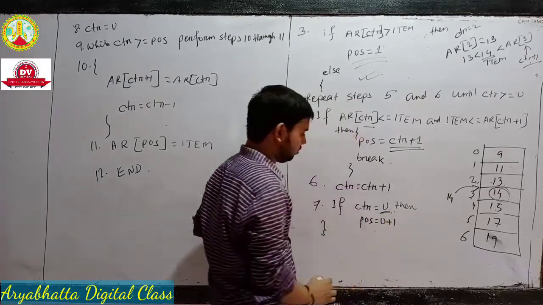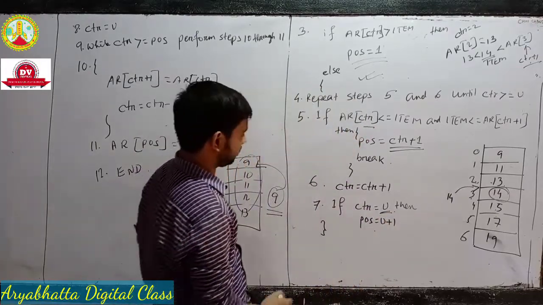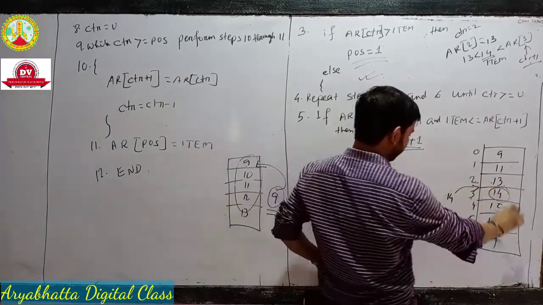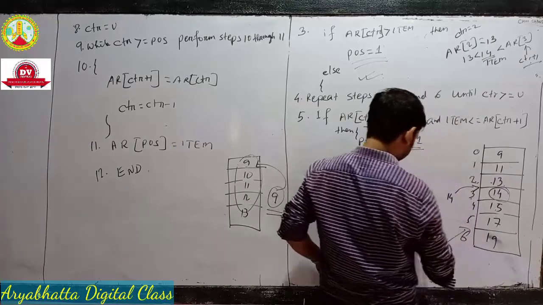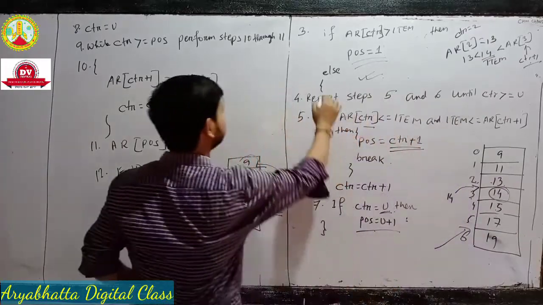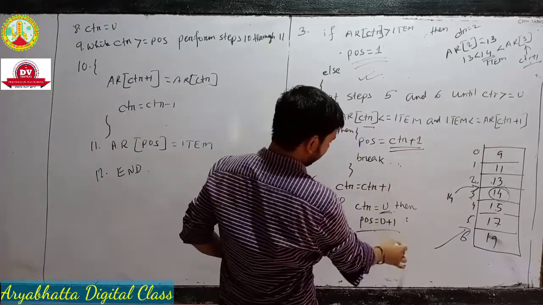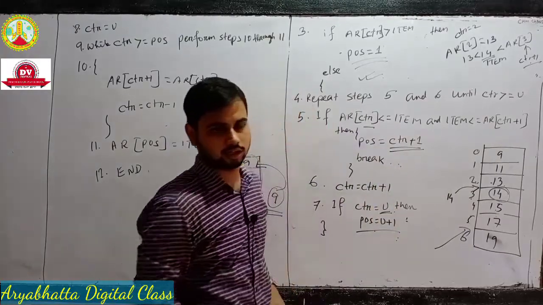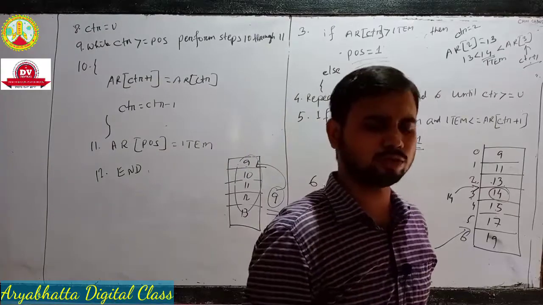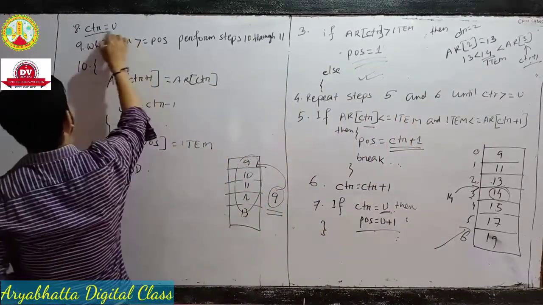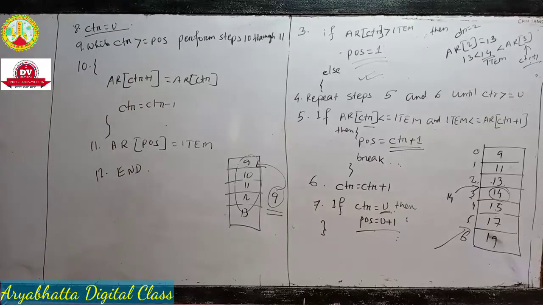And for this, the counter is equal to U, then position will be U plus 1. Suppose you want to insert an element in the last part, then this condition. So for this, the element is inserted first; for this, in the middle; for this, in the last; and the first one is the overflow. All possibilities are covered. Here we have to take CTR equal to U. For what?